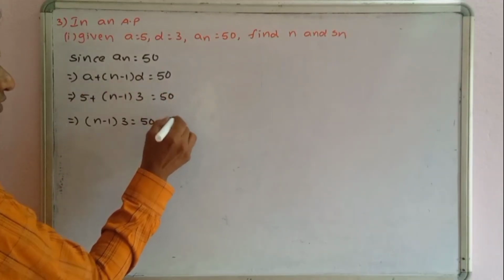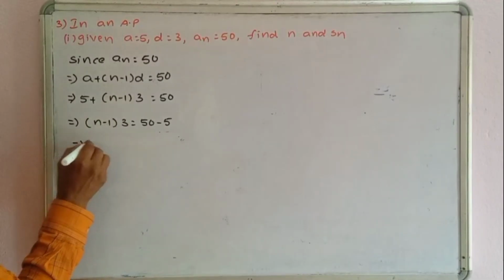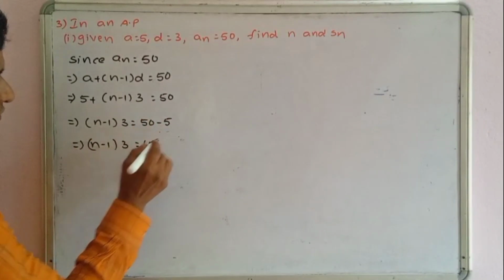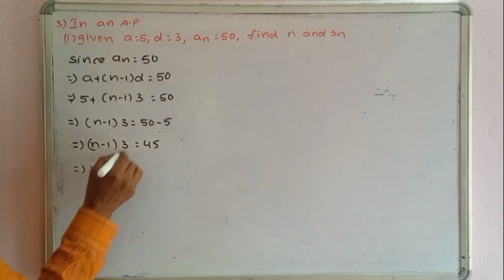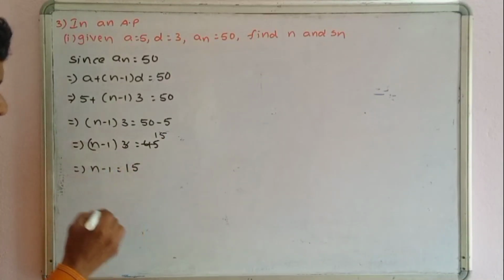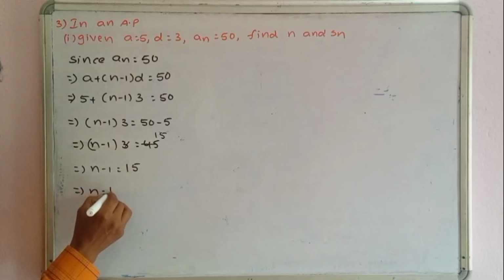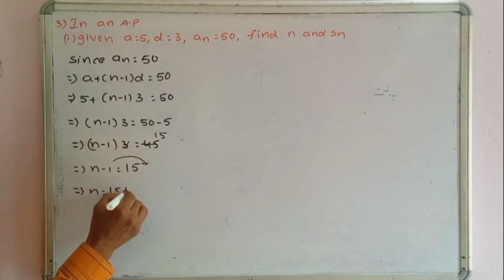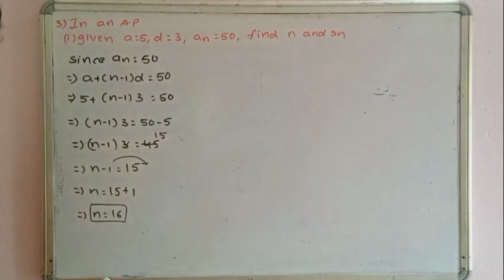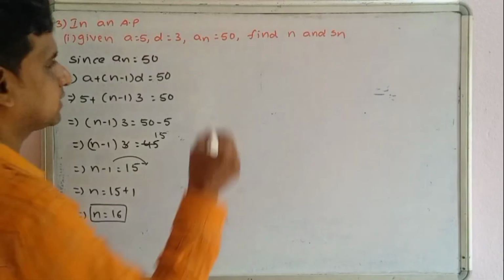5 transposes to the right side as minus 5. (n minus 1) into 3 equals 50 minus 5, which is 45. So (n minus 1), 3 how many times? 15 times. So n minus 1 equals 15. So n equals 15 plus 1. Therefore n equals 16. In this series, how many terms are there? 16 terms are there.